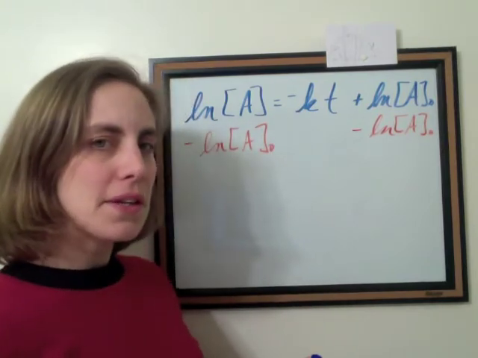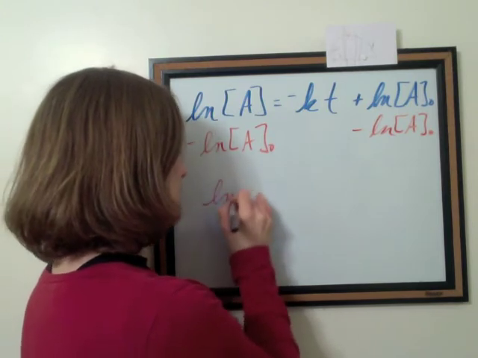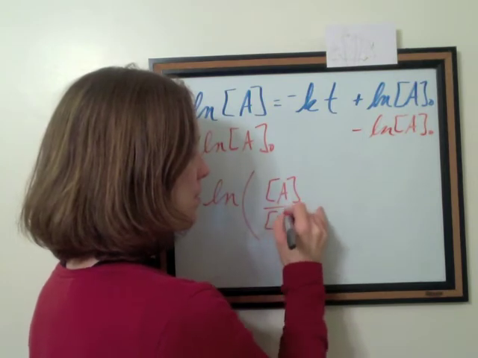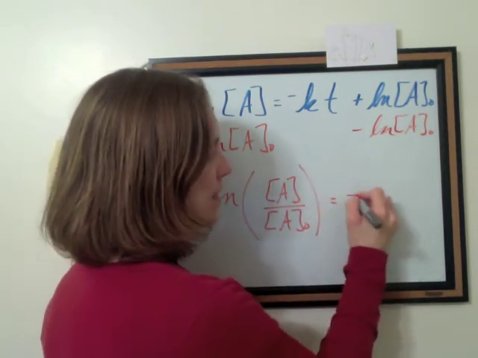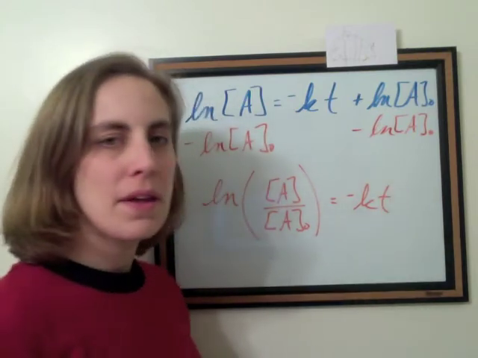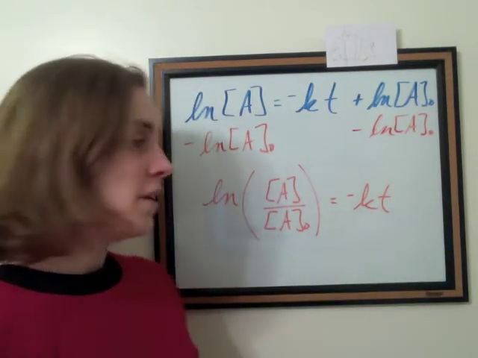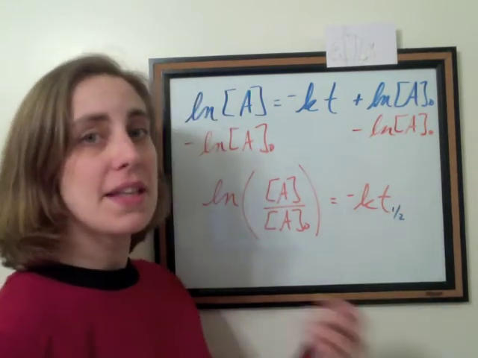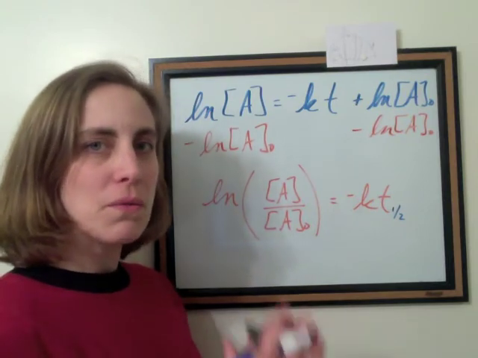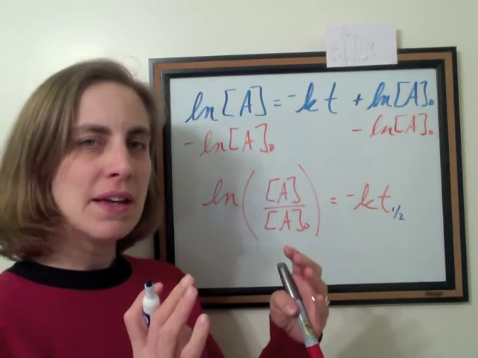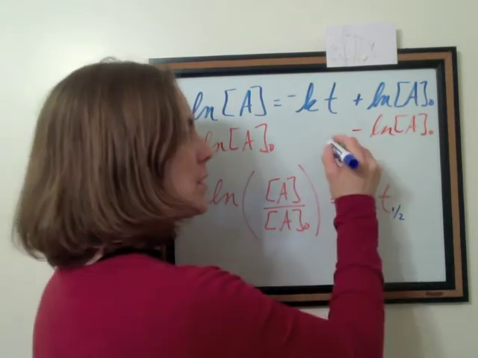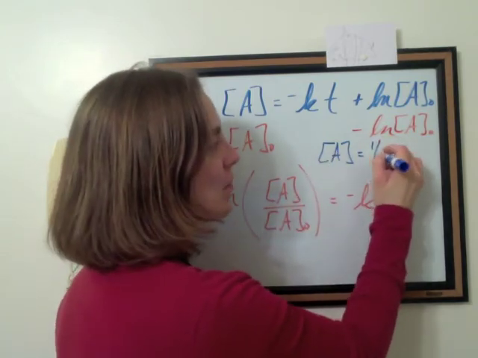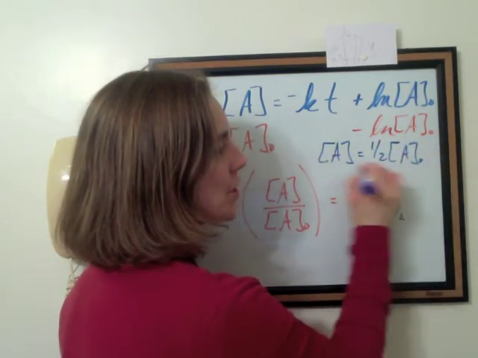This is going to allow me to rewrite the equation to look like this: natural log of concentration of A over the original concentration equals negative kt. Now, at the half-life, t is going to be denoted by t 1/2. That indicates that is the half-life. And also at the half-life, we know the amount of concentration we have remaining is half of what it was originally. So, in other words, concentration of A is 1/2 of the original concentration.